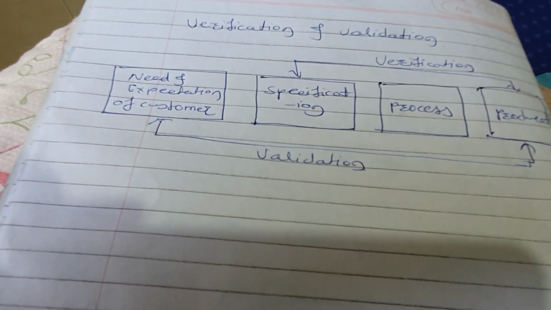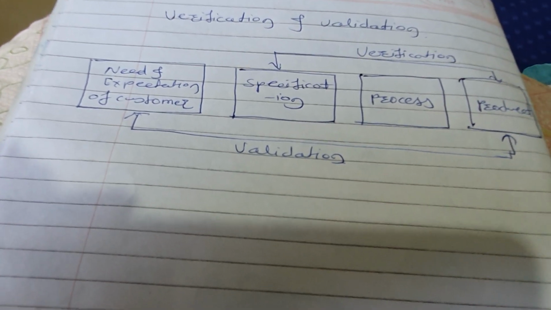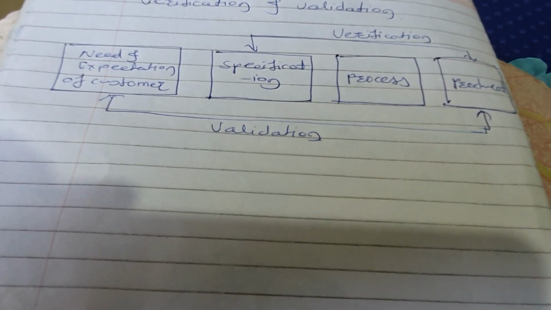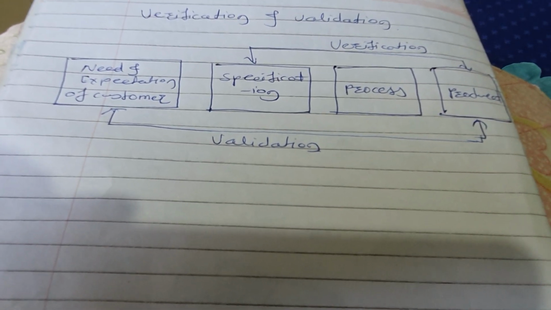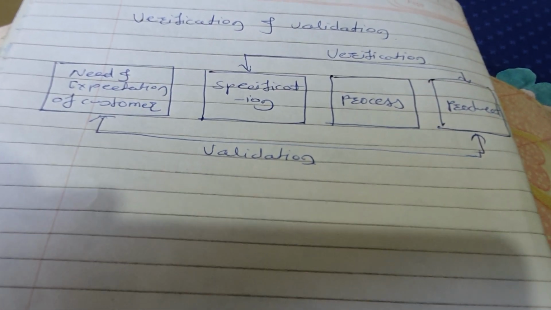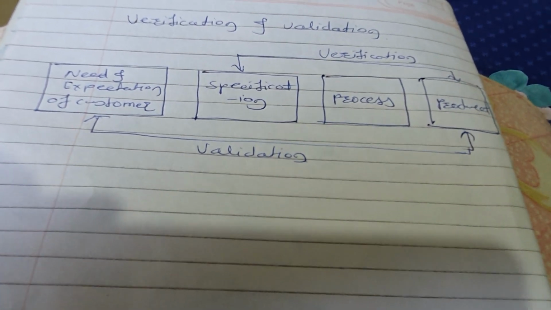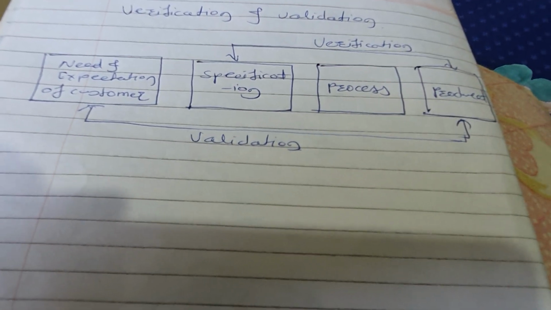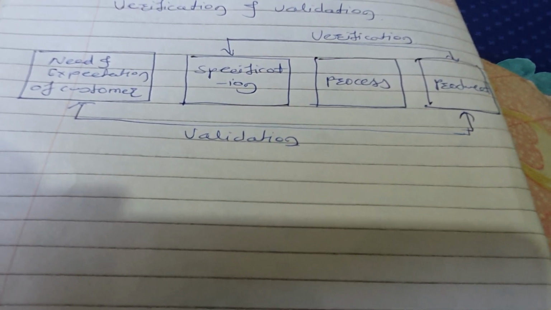The first block is the need and expectation of the customer, which means customer expectation and customer requirement. The second block is specification. Specification means hardware specification, software specification, business requirement, etc. The third one is process. Process is nothing but technique and tools. And the last one is your product.